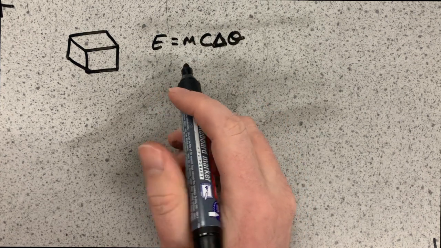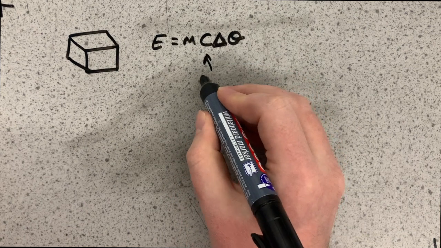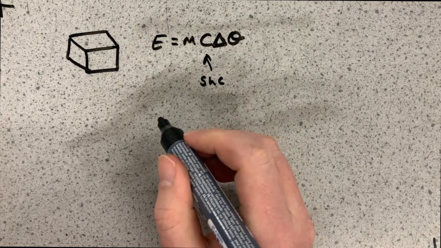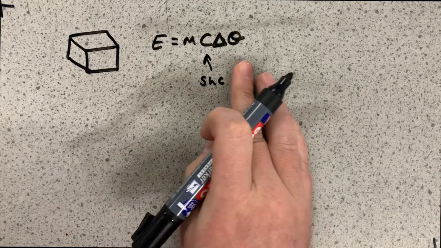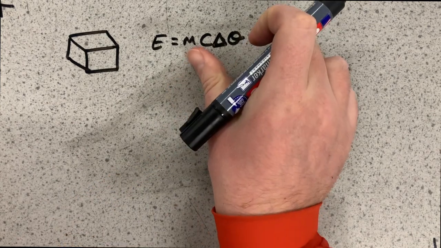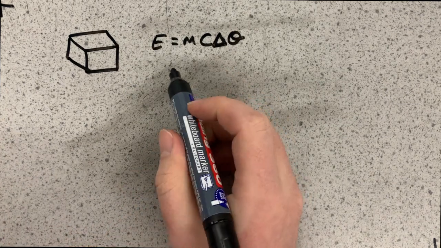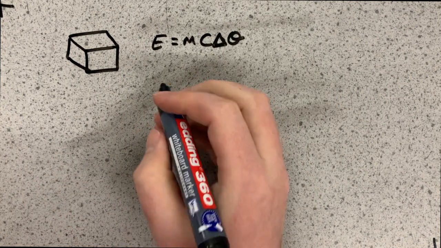I should say, whilst we're here, lots of students often like to write, instead of C, specific heat capacity, SHC. Don't do that, because it looks like S times H times C, and it doesn't mean anything. There's a reason why we use standard symbols. It's so that everybody in the world actually knows what we're talking about when we do our maths and our calculations. So we use the C as a standard symbol, please, for specific heat capacity.